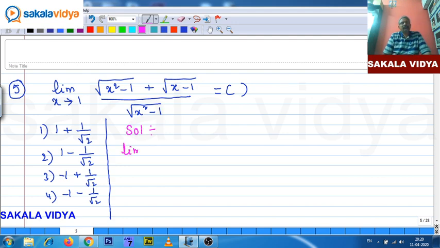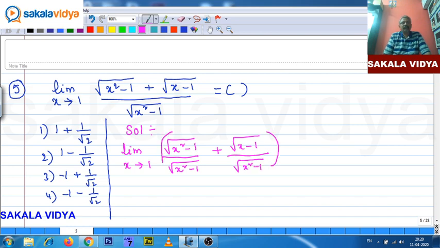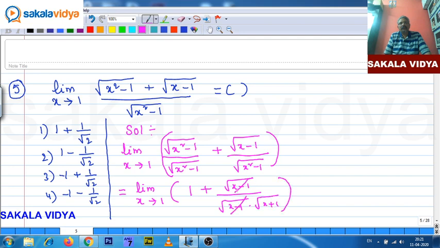So limit x approaches to 1, this we can write root of x square minus 1 upon root of x square minus 1 plus root of x minus 1 upon root of x square minus 1. Okay, this gets cancelled. We have limit x approaches to 1, 1 plus root of x minus 1. This can be written as root of x minus 1 into root of x plus 1. You please check it. So this gets cancelled.